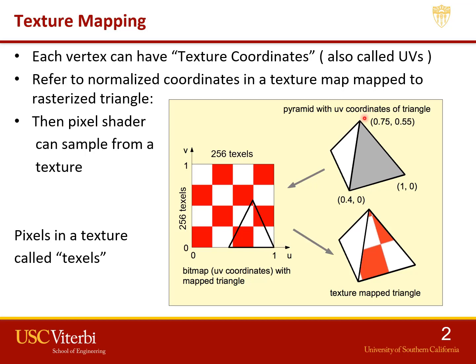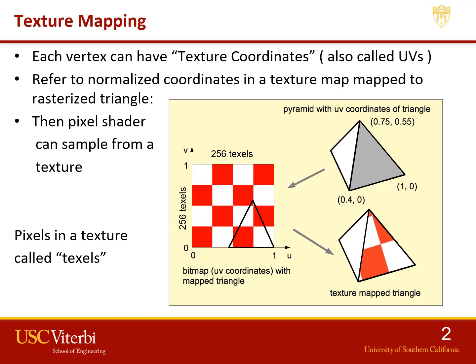And then finally, for the top of the pyramid, we're putting 0.75, 0.55. Now if we look over on our UV map, that lands right here. So that means this triangle uses this part of the texture map. And as we draw that as a three-dimensional triangle using that texture map, that is what we get.